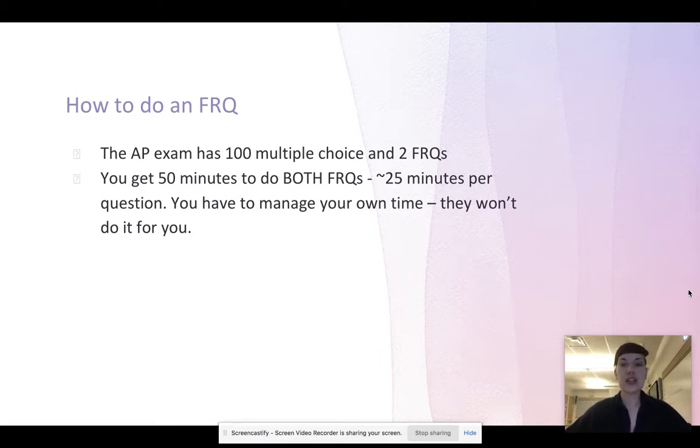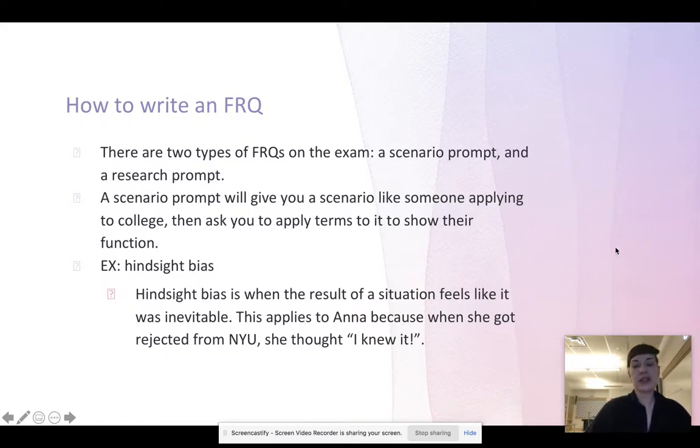You're going to need to manage your own time with that. They'll tell you when to start. They might give you a 5-minute warning and then the ending, and that's pretty much it. So you're going to have to really make sure that you're not spending 45 minutes on the first FRQ and then you don't do the second one at all. Because if you can do some parts of both of them and get it right, that's going to be better for your grade, okay?